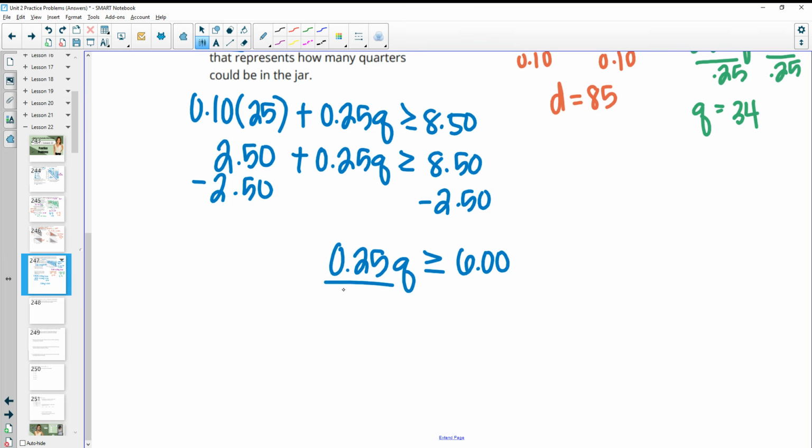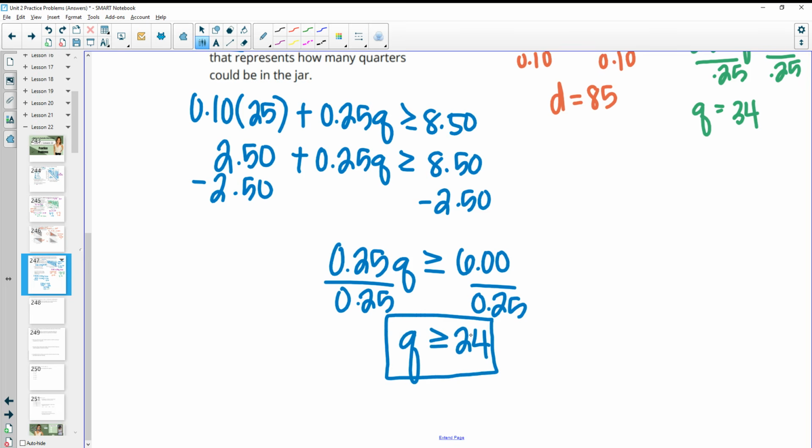And so then we'll just divide by 25 cents to figure out how many quarters that is. So if we take $6 divided by 25 cents, we find out that the number of quarters that we need is more than or equal to 24. So we need at least 24 quarters if we have 25 dimes. So if we have 25 dimes, we need at least 24 quarters to be at $8.50 or higher.